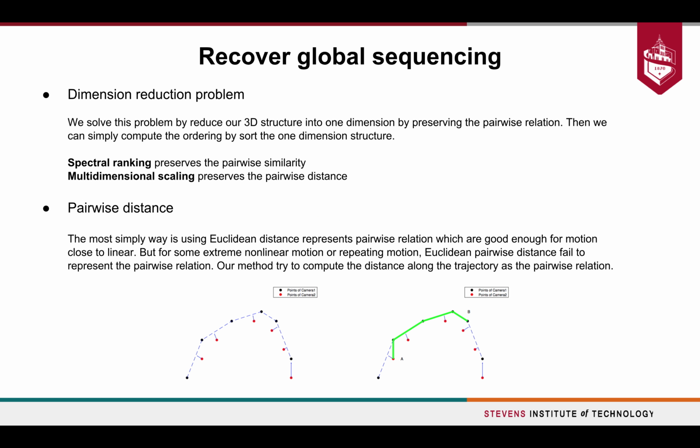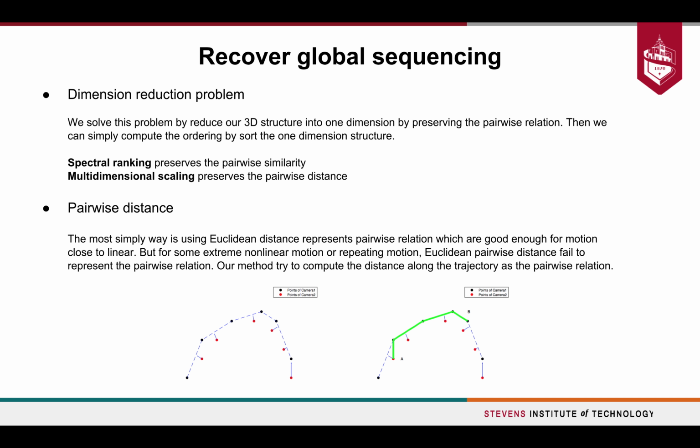This is another part, introducing our method for recovering the global sequence. We see the problem of recovering the global sequence from structure as a dimension reduction problem. We see the 3D structure as high dimension data, and try to reduce it into one dimension by preserving the pairwise relation. Then we can simply get the ordering by sorting this one dimension data.